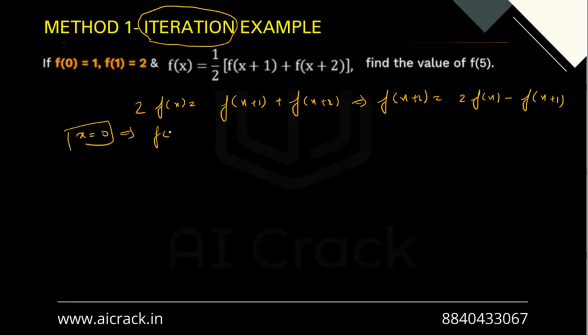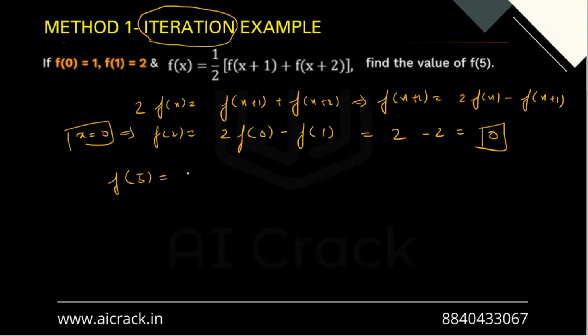Then we'll get f(2) equals 2 times f(0) minus f(0+1), that is f(1), right? So 2 times f(0) is 2, and f(1) is again 2. 2 minus 2 would be 0. Now we have got f(2) as 0. I'll again put x equals 1 here. So we'll get f(3) equals 2 times f(1) minus f(2). 2 times f(1) is 4, 4 minus f(2), which is 0, that is again 4.